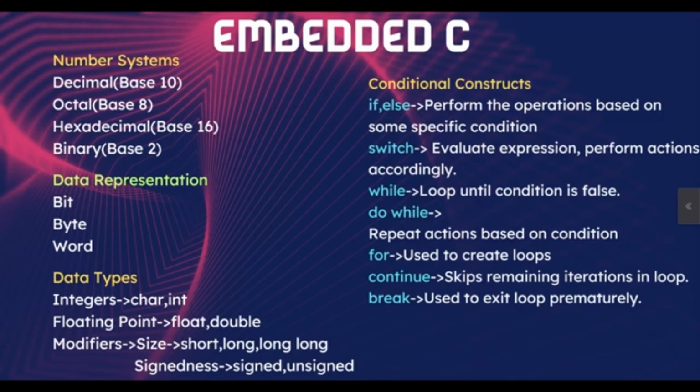Next is conditional constructs. First one is if-else statements. If-else statements are performed when the operations should be based on some specific condition. Next is switch case. Evaluate expression, perform actions accordingly. Then while loop. This loop will continue until the condition is false. Do while will repeat the actions based on conditions. Next for loop, it is just used for creating loops. Continue, skip remaining iterations in loop, and break. Use it to exit loop prematurely.